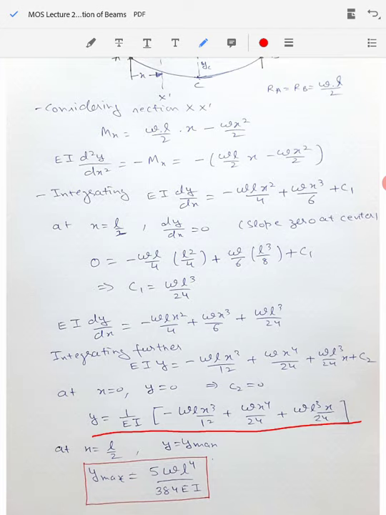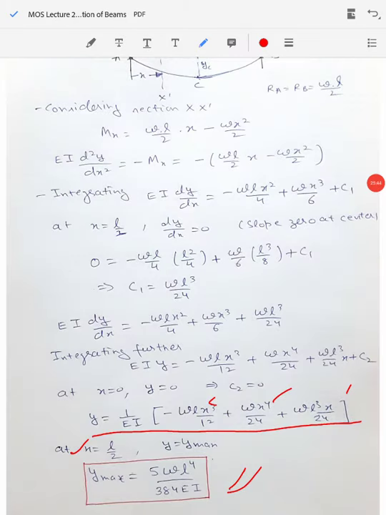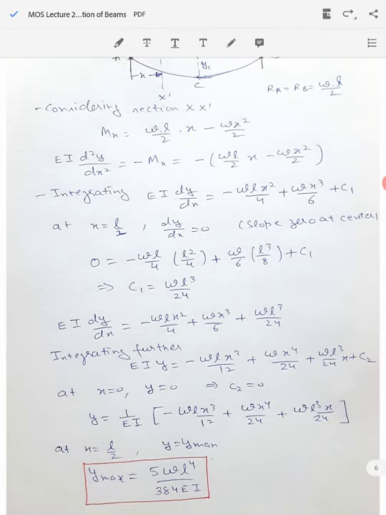So the maximum deflection, as we know, will occur exactly at the center of the beam. So at x equal to L by 2, the maximum deflection will be there. So we substitute x equal to L by 2 in this expression, and you can obtain the maximum value of deflection as 5WL^4 divided by 384 EI. So this brings us to the end of this lecture. We have done this part of the double integration method for the deflection of the beam.